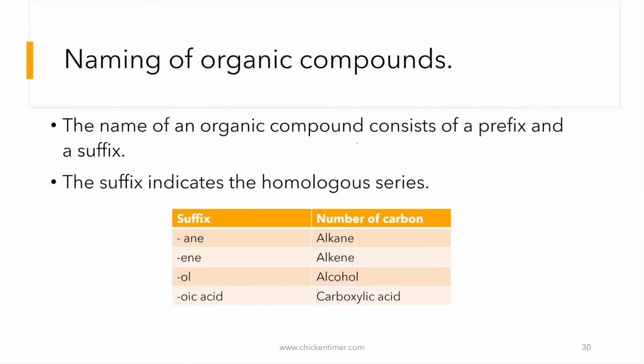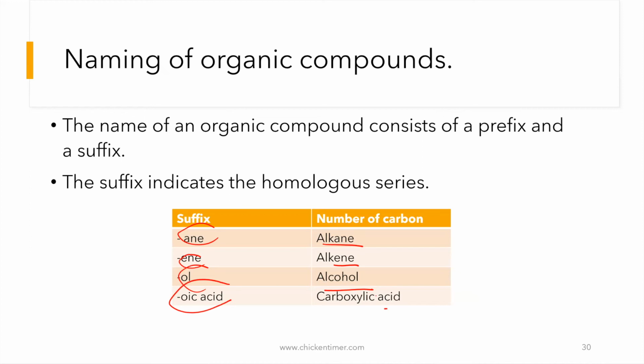Okay, so then there is a second part, which is the suffix. The suffix tells you which homologous series it is from. So if it ends with ANE, that means it's an alkane. ENE means it's an alkene. OL means it's an alcohol. And then this is carboxylic acid.